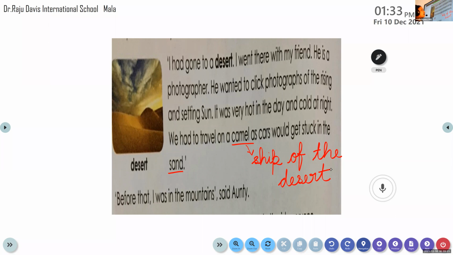What is the meaning of stuck? Who can tell me what is the meaning of stuck? Nazia, S-T-U-C-K, stuck. What does it mean? Unmute, Nazia. Cannot move forward. Yes, very good. To get stuck means not to be able to move at all, backward or forward. That is one reason people in the deserts use camels for traveling from one place to another.